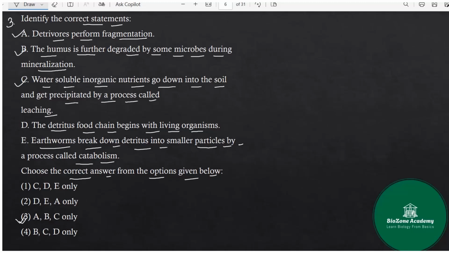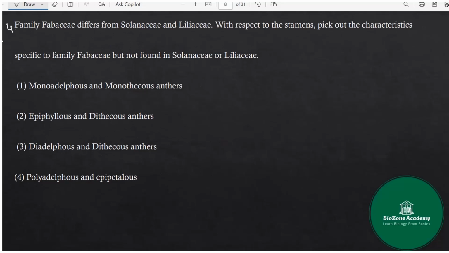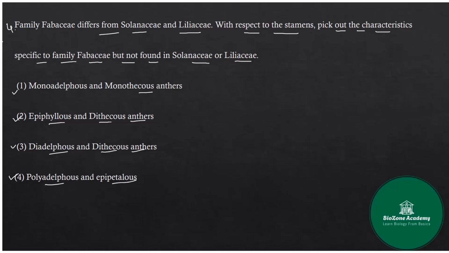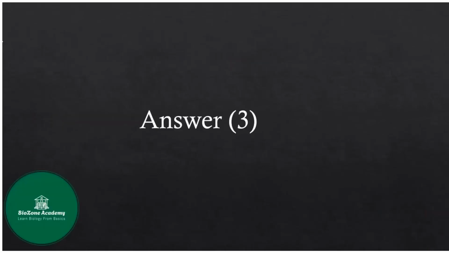Family Fabaceae differs from Solanaceae and Liliaceae. With respect to the statements, pick out the characteristics specific to the family Fabaceae but not found in Solanaceae or Liliaceae. The options are: monadelphous and monothecous anther; second option, epiphyllous or dithecous anther; third option, diadelphous and dithecous anther; and the fourth one is polyadelphous and epipetalous. So the correct answer is option number 3, diadelphous and dithecous anther.